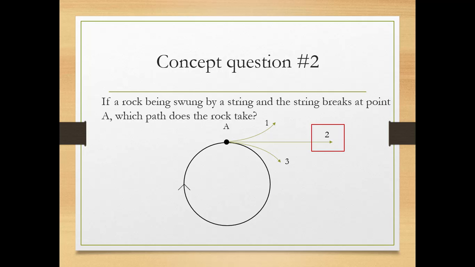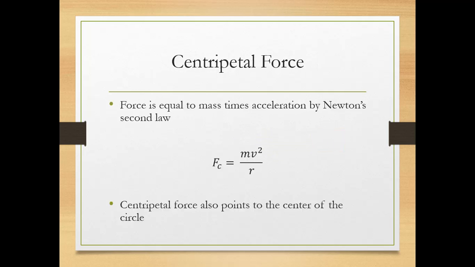Now, I know some of you probably want to pick path 3, thinking, but it was moving in a circle beforehand. Shouldn't it maintain some of that circular motion? And the answer to that is no, it doesn't. The reason is that if you remove the string, you no longer have the force that's causing it to move in the circle in the first place. And so the net force is 0, and by Newton's first law it moves in a constant direction at constant speed, velocity remains constant. That's path 2.